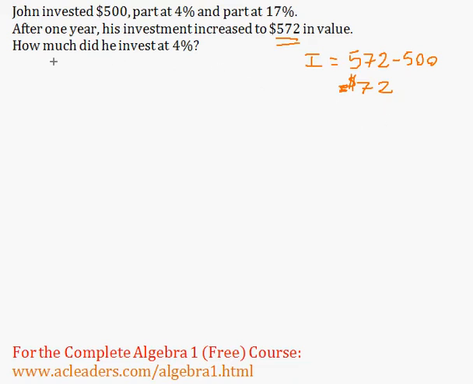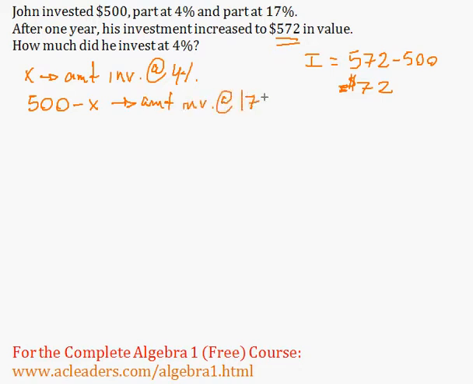Okay, so now the question is, how much did he invest at 4%? So I can say that X is the amount invested at 4%. And since he invested $500 in total, part at 4, part at 17, well, I can say that he invested 500 minus X at 17. So this is the amount invested at 17%.